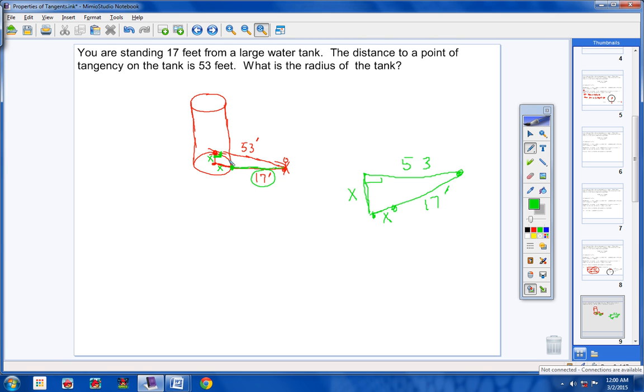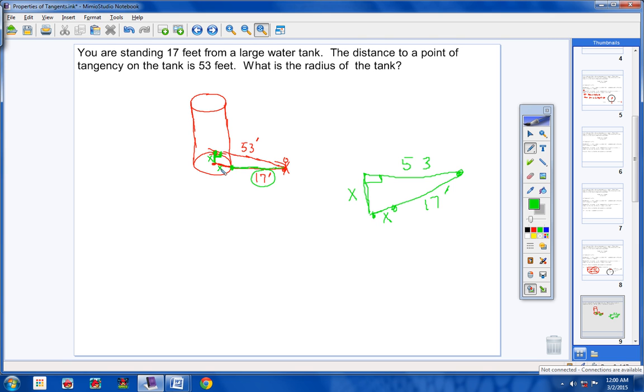Now, let's review very quickly, okay? Standing here 17 feet away, 53 feet away is a point of tangency, so I draw a line here. This is where the right angle has to be, because this is where the line that is tangent to the circle is intersecting the circle right here. And we've learned that a line that is tangent to a circle is always perpendicular to the radius, okay? So even though it doesn't look like it, I'm not a very good artist, there's your right angle.